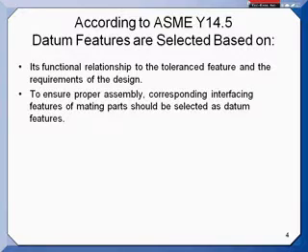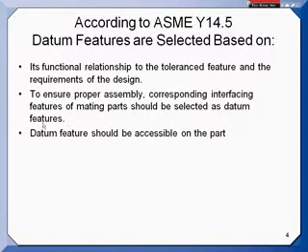Thank you. And then the one that a lot of people hang their hat on is this bullet from the standard. It says to ensure proper assembly, corresponding interfacing features of mating parts should be selected as datum features. This is one that I have some trouble with. When we were working on the 2009 revision, I pointed out that I think this can mislead people. I'm going to show you how and what I might want to replace this with as we go through it. The datum features should be accessible on a part. I've got to be able to get to them because I'm going to use them to set the part up for inspection.